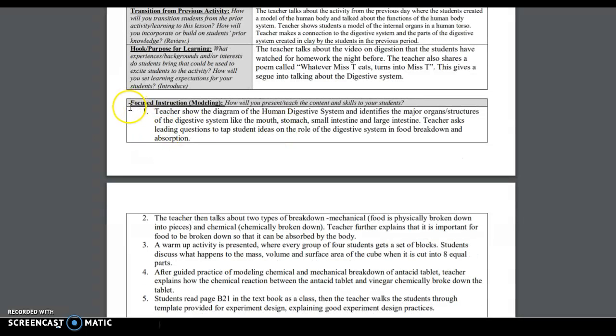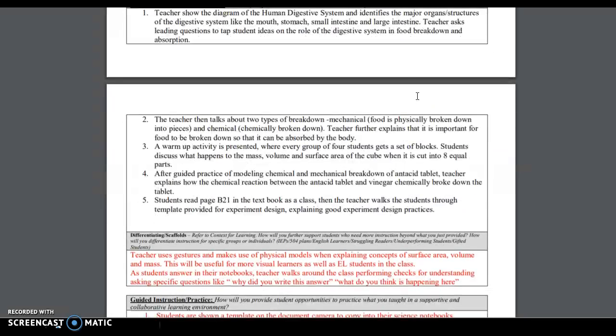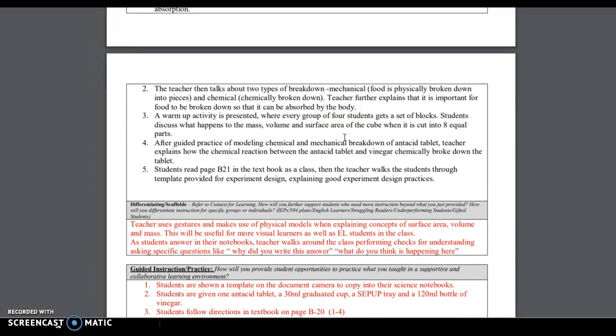Next is the actual teaching, which is first the focused instruction, and this is where you model and teach your students. The teacher starts off by showing a diagram of the human digestive system and identifies the major organs and structures. Then she talks about the two types of breakdowns, mechanical and chemical, and explains that it's important for food to be broken down so it can be absorbed by the body.